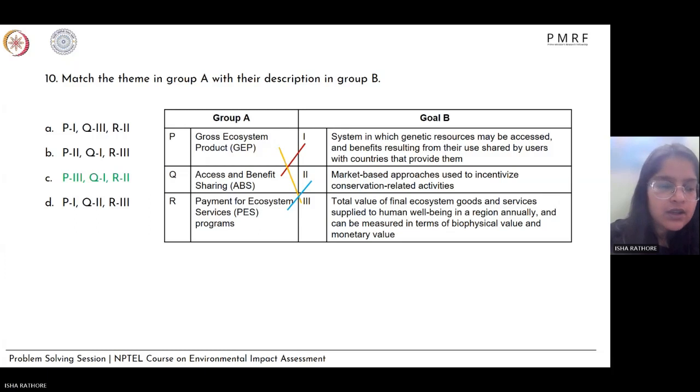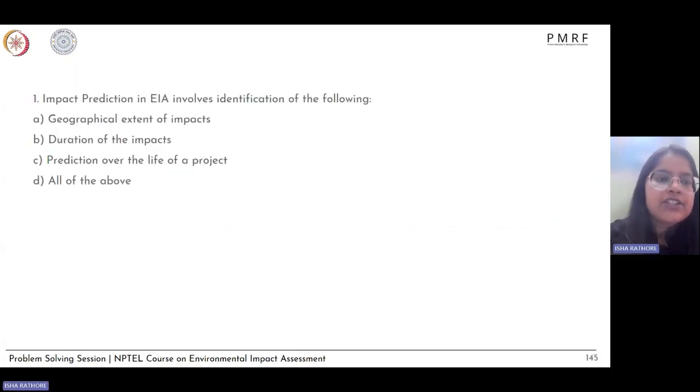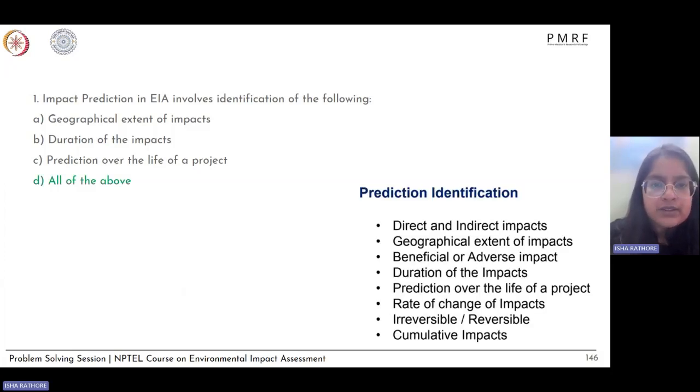Next question. Impact prediction in EIA involves identification of the following: A, geographical extent of impacts; B, duration of impact; C, prediction over the life of a project; or D, all of the above. So the correct answer is D, all of the above. All of A, B, and C are involved in identification when we are doing impact prediction in EIA. So D, all of the above is the correct answer.